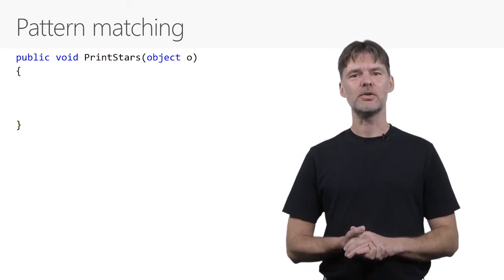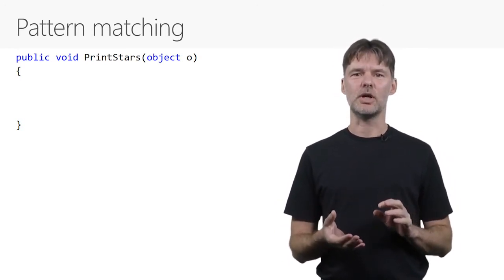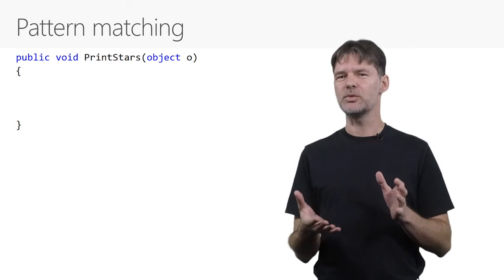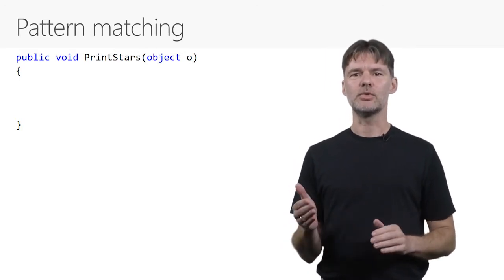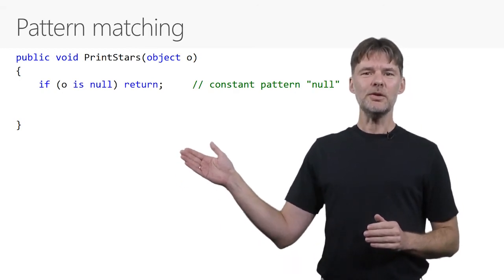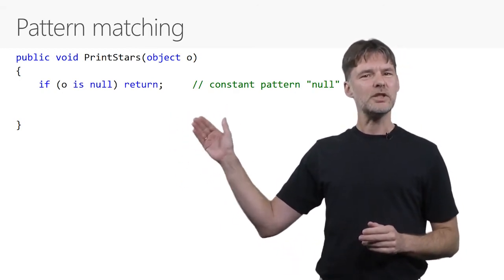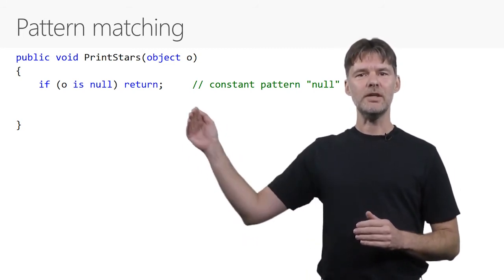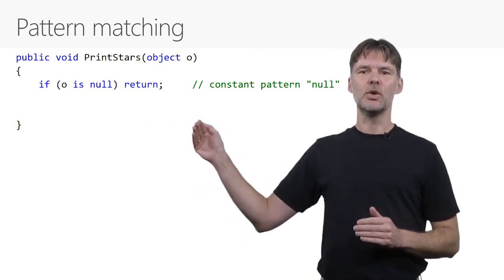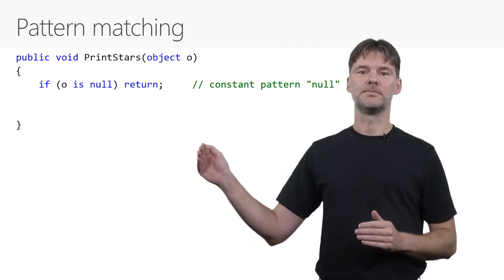Finally, let's look at pattern matching. Patterns are a new kind of construct in C# that can be used to test values in various ways. Among other places, patterns can be used in is expressions. Here is the simplest possible pattern, a constant pattern, here using the constant value null. The is expression here simply tests whether the given value o is null.